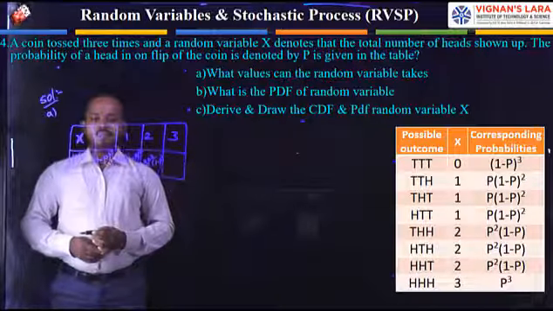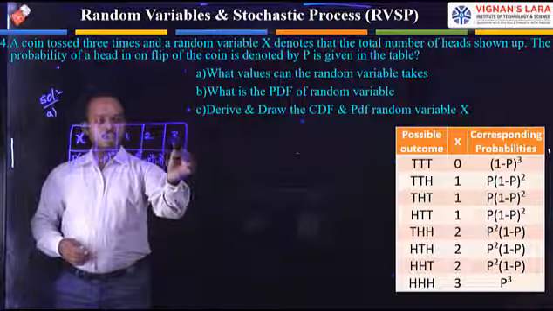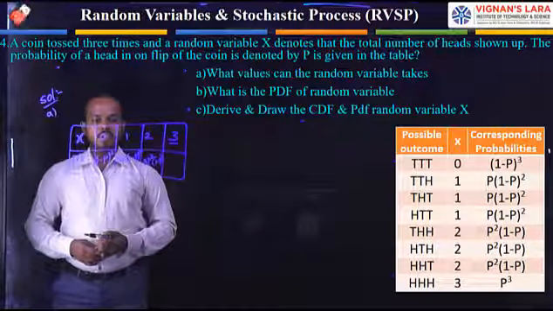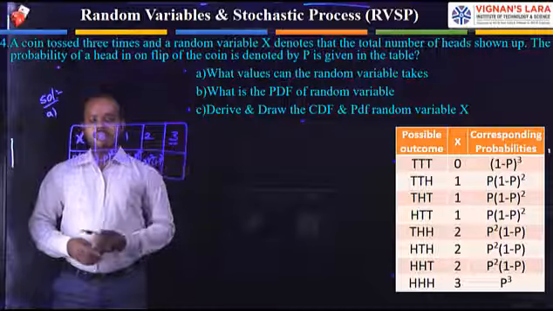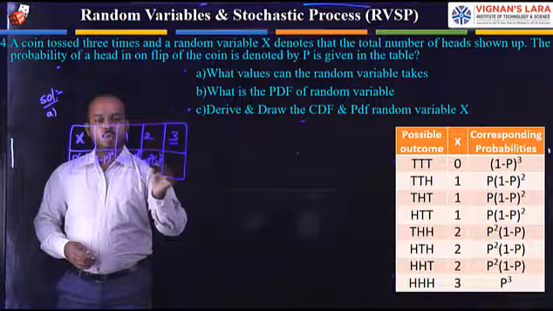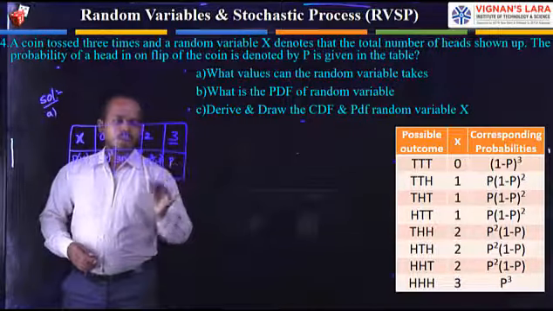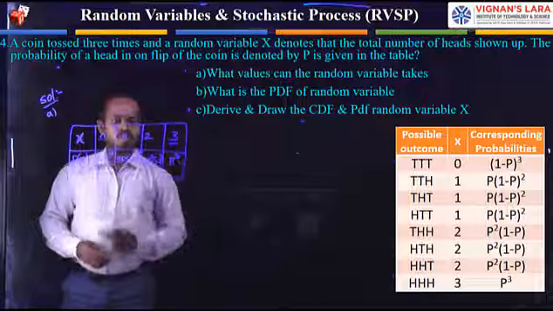Coming to the third one. The third one is 3 heads. How many 3 heads possibilities are available? What is the corresponding probability? We have only 1. That's why I am writing the corresponding probability is p cube.